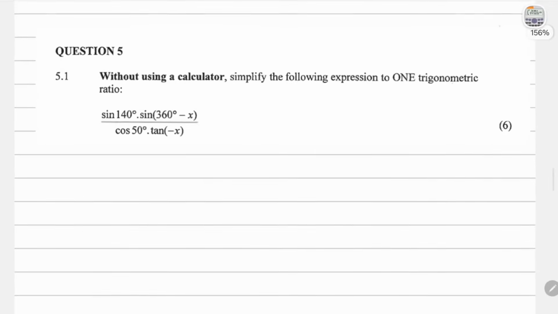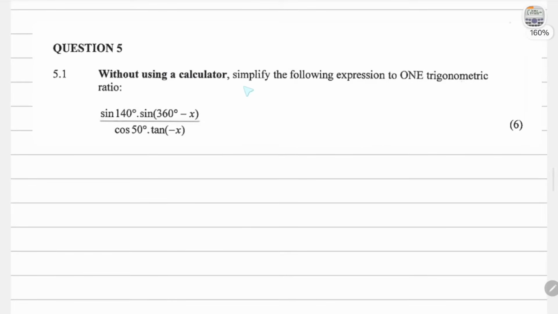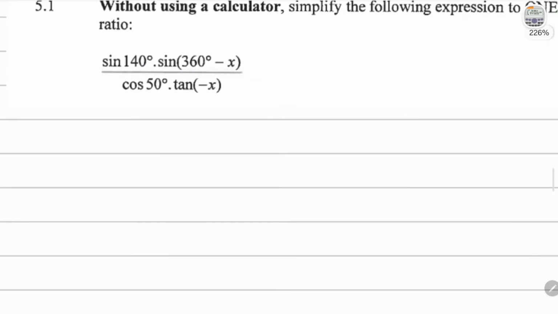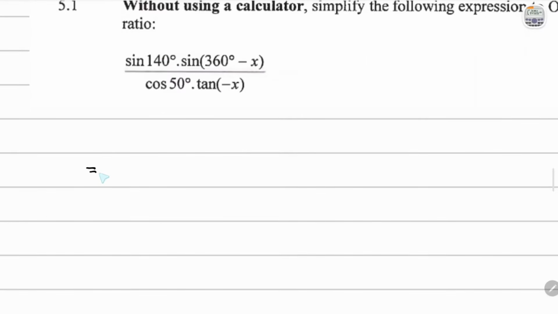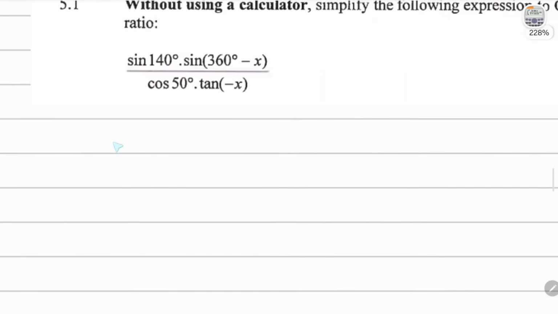Question 5.1 says, without using a calculator, simplify the following expression to one trigonometric ratio. Okay, so we have been given this expression, and we just have to simplify when necessary. Okay, so let's simplify this.